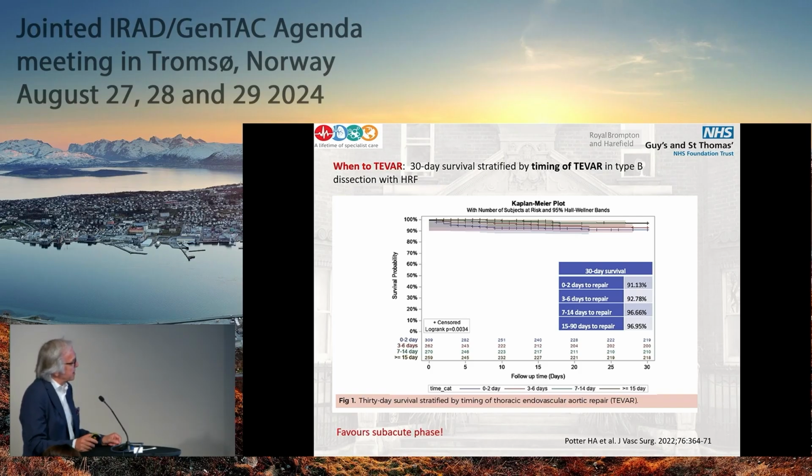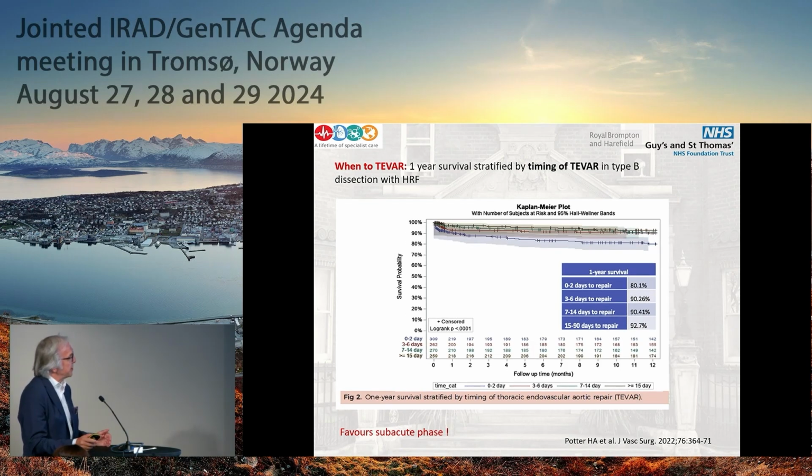Even a more granular analysis in this independent publication 2022 favors the subacute phase to be selected for treatment. Look at the figures there. The 30-day survival was 91% if you treated the patient between impact and 48 hours, and compared to a later time beyond 7 days or beyond 15 days, the survival figures were higher at 96 and 97% essentially. So avoiding the early phase, the hyperacute and acute phase, is probably in the benefit of the patient.